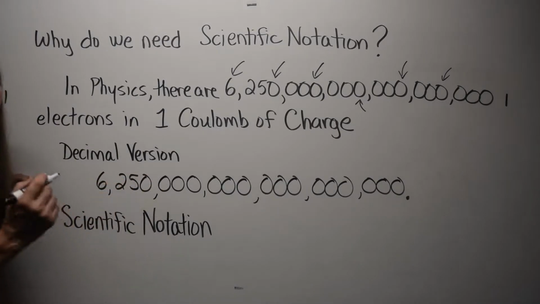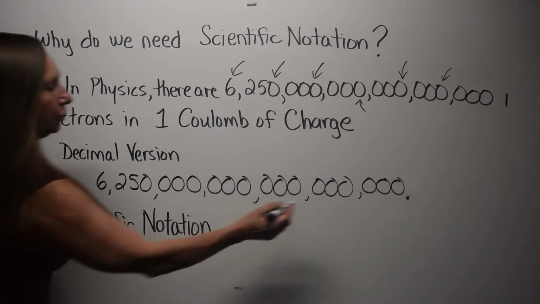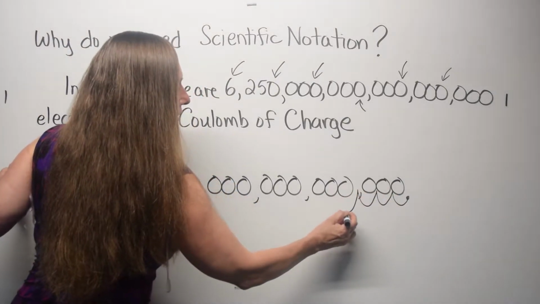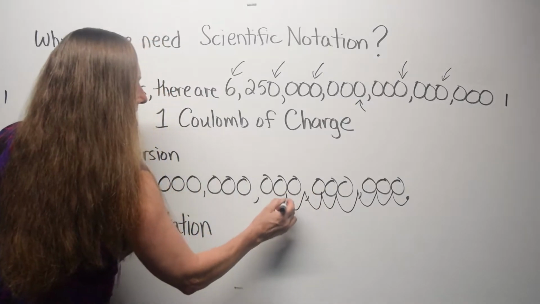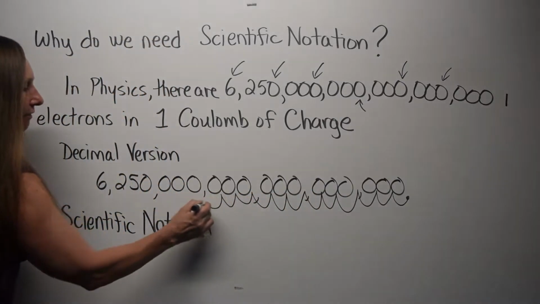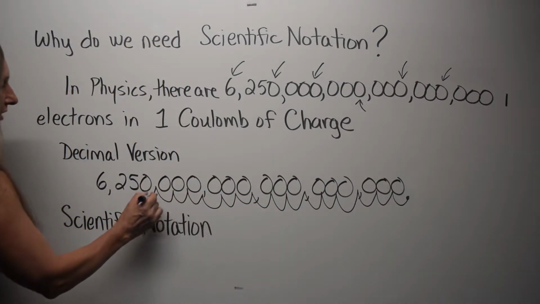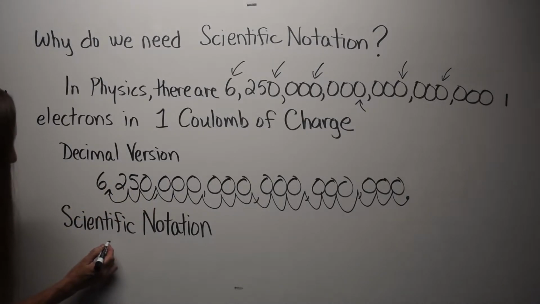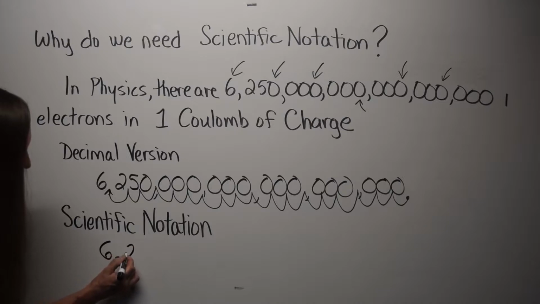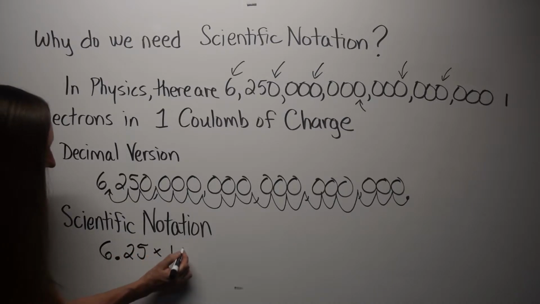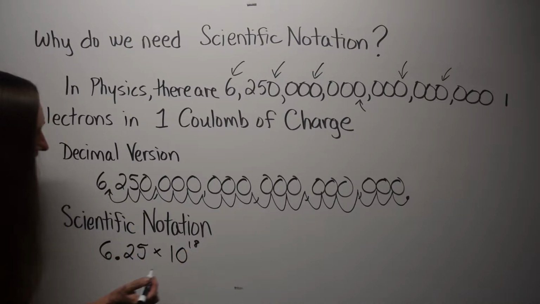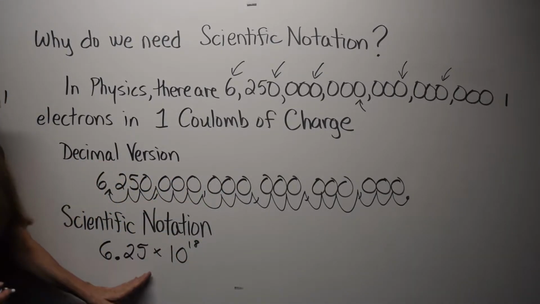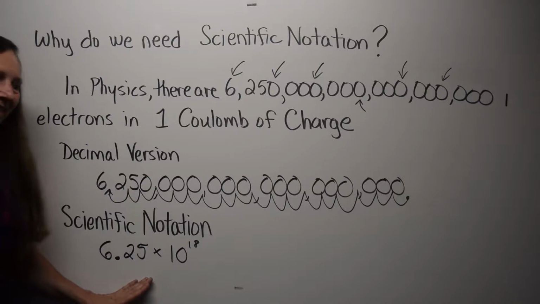this number in scientific notation, which would be, 1 jump, 2 jumps, 3 jumps, 4, 5, 6, 7, 8, 9, 10, 11, 12, 13, 14, 15, 16, 17, 18 jumps. So it would be 6.25 times 10 to the 18th. All right, big number, positive exponent. This is a lot easier to write than that.